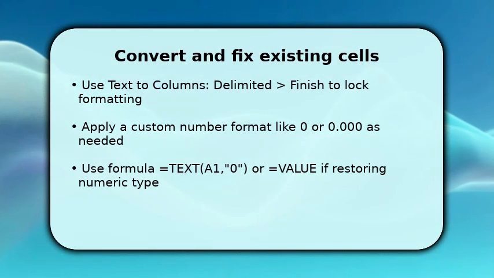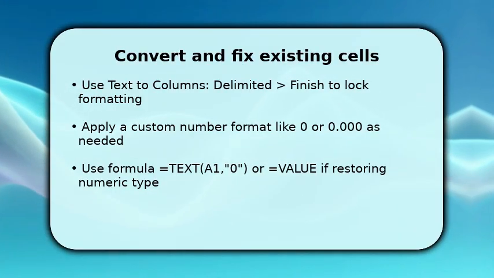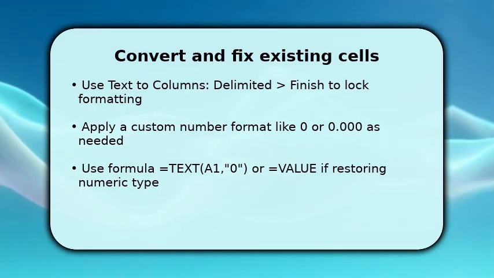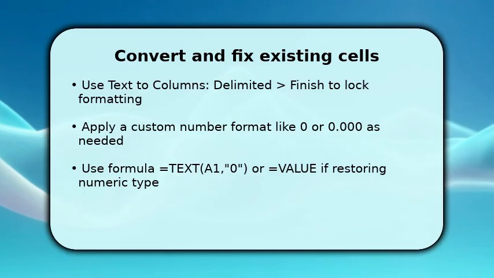If you already have E+ formatted cells, you can reclaim the digits. Select the column and run Data, Text to Columns. Choose Delimited and finish without changing delimiters to force Excel to reevaluate each cell. Alternatively, apply a custom format such as 0 or a fixed decimal pattern to display full integers.